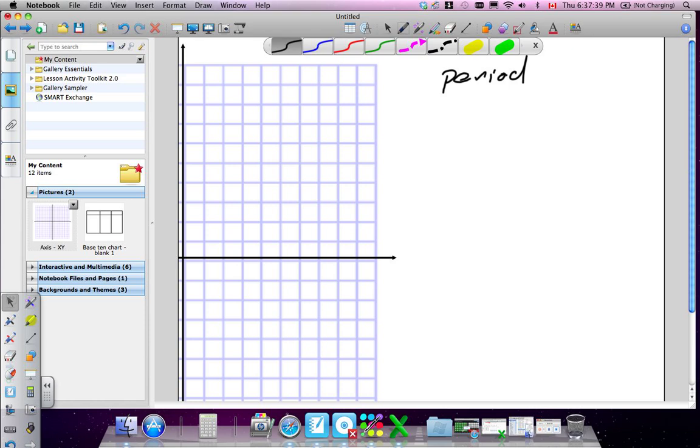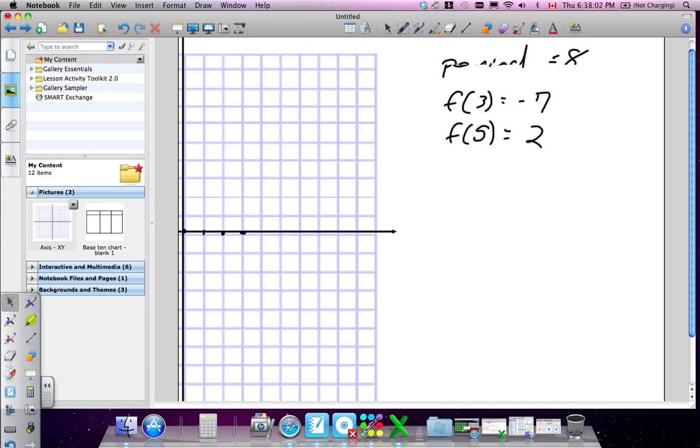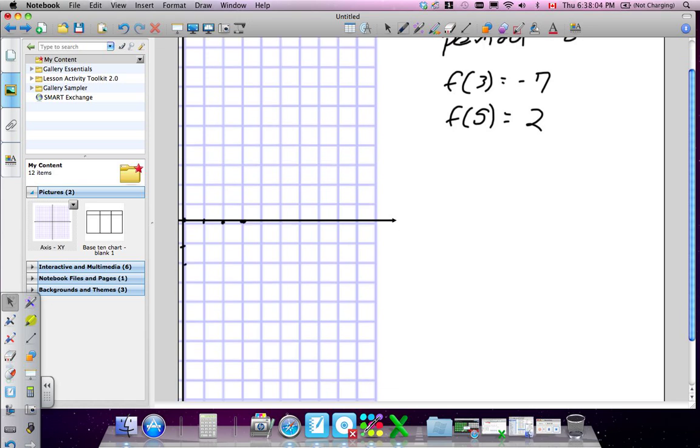Okay, question says, function has a period of 8, and when x is 3, f at x is negative 7, and when x is 5, f at x is 2. Okay, so that means at 0, 1, 2, 3, we're at negative 7. So let's scroll down. 1, 2, 3, 4, 5, 6, 7. At 3, we're at negative 7. At 5, we're at 2. We're going to say this is a scale of 1.